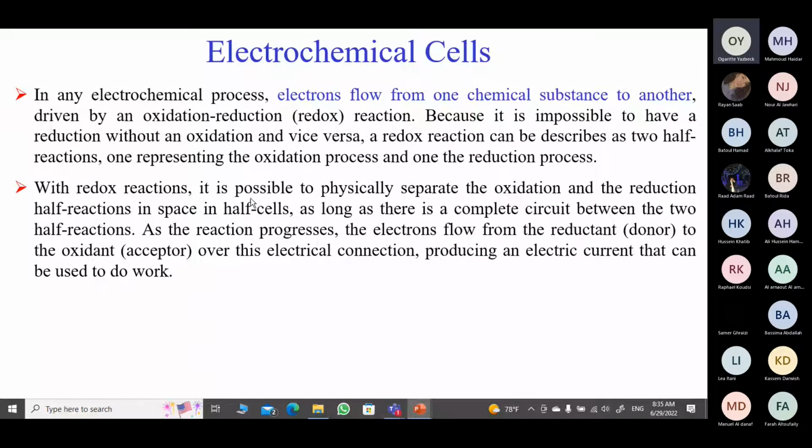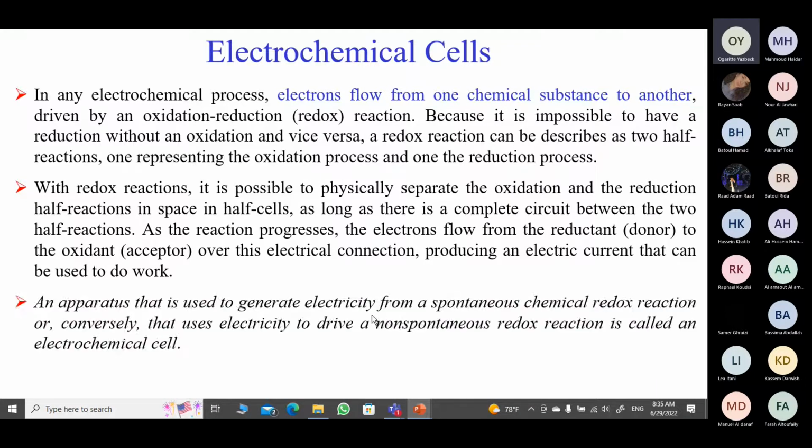With a redox reaction, it is possible to physically separate the oxidation and the reduction half reactions in space, as long as there is a complete circuit between the two halves. As the reaction progresses, the electrons flow from the reductant donor to the oxidant acceptor over an electrical connection, producing an electrical current that can be used, and we can actually measure it.